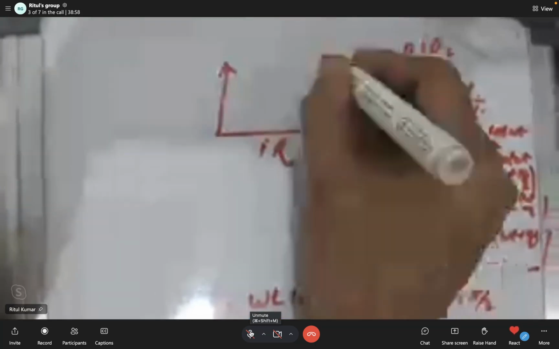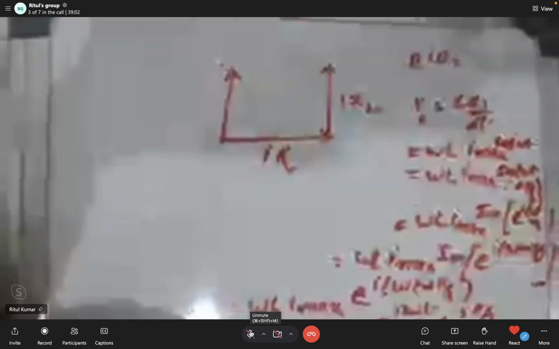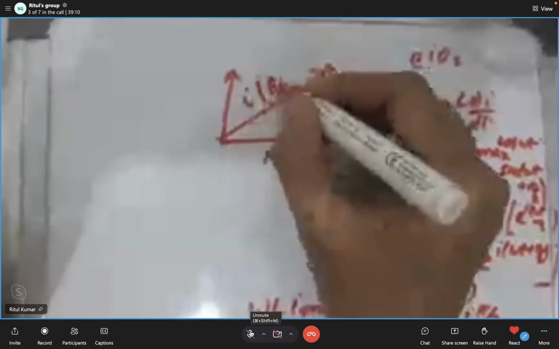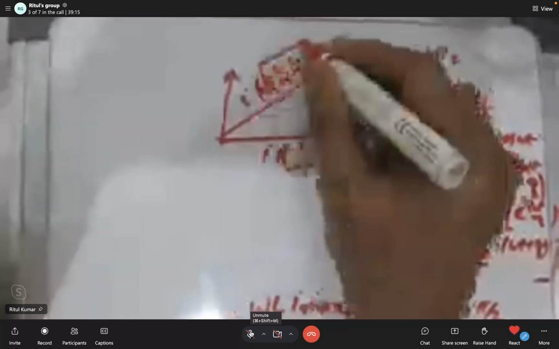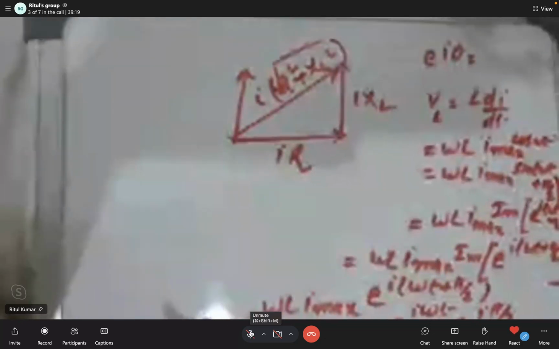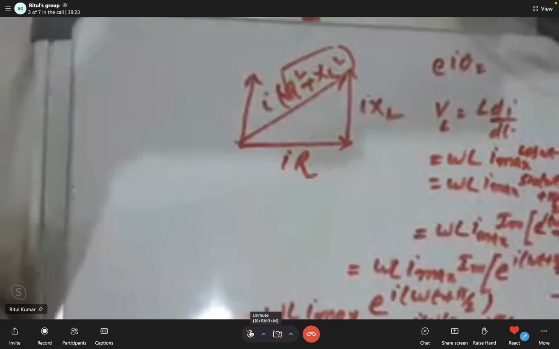Now what do? It goes this way, right? And what is this to us? I into XL, right? Resultant then will be this to us. What will this be? I bracket open R square plus XL square under the root. Do check. Which is nothing but Z to us, correct?